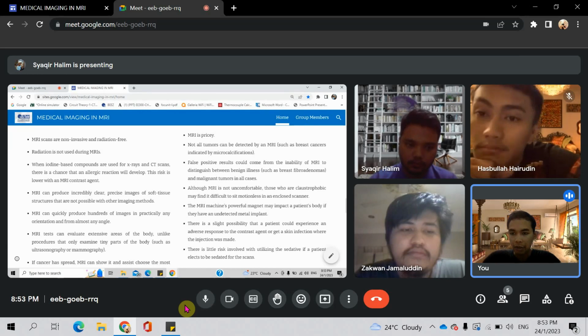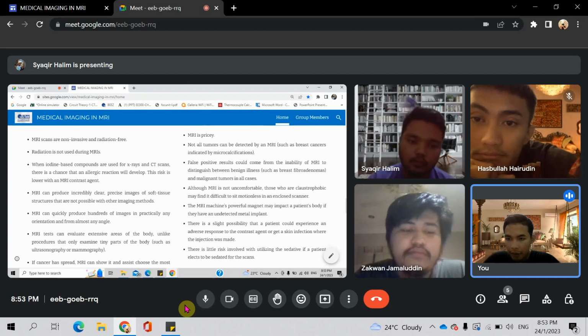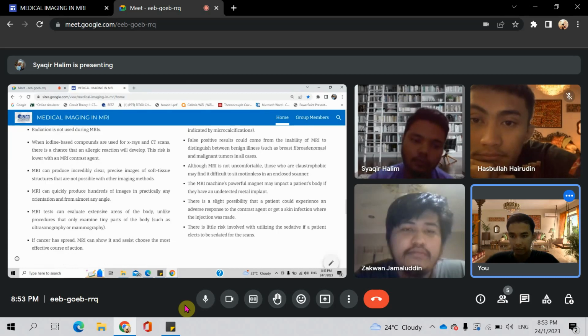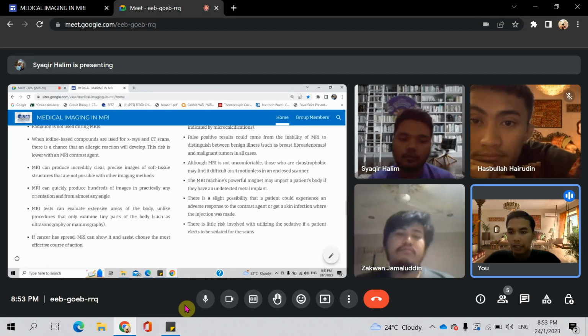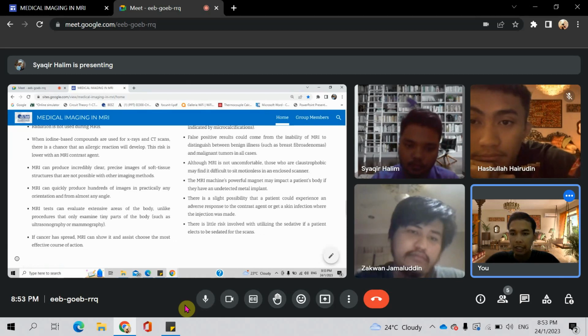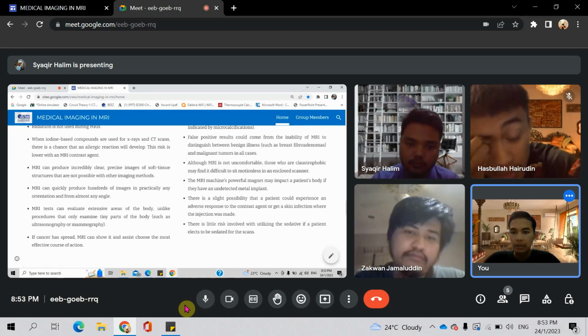MRI tests can evaluate extensive areas of the body, unlike procedures that only examine tiny parts of the body, such as ultrasonography and mammography. If cancer has spread, MRI can show it and assist in choosing the most effective course of action.